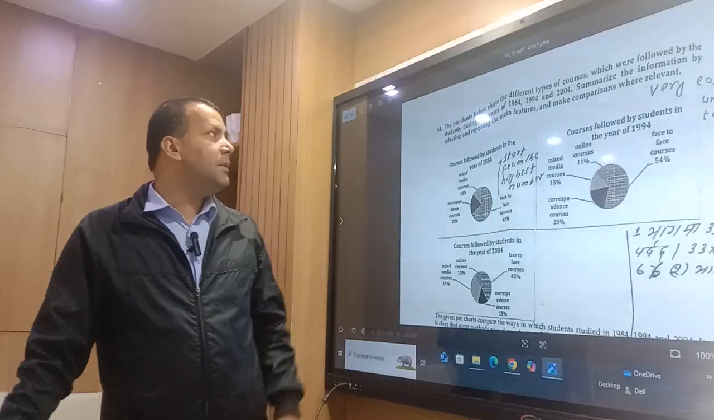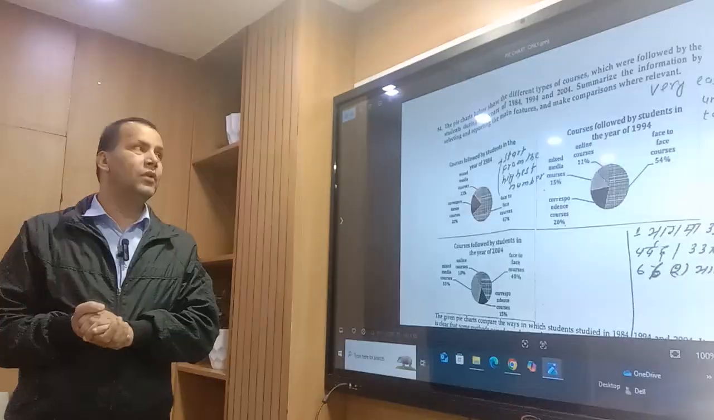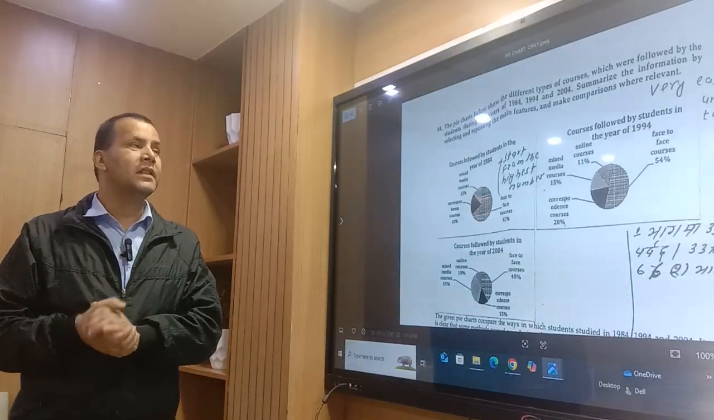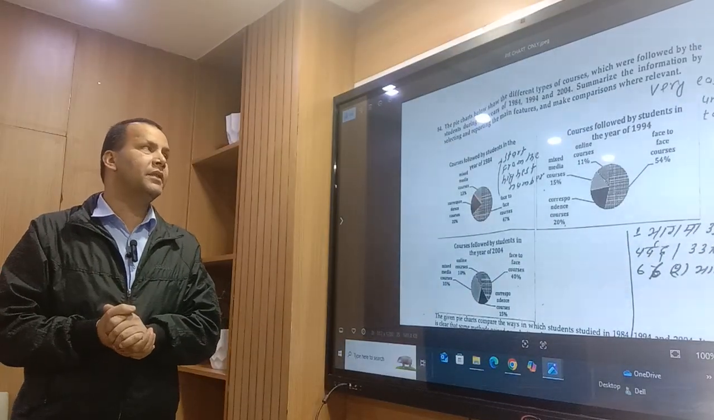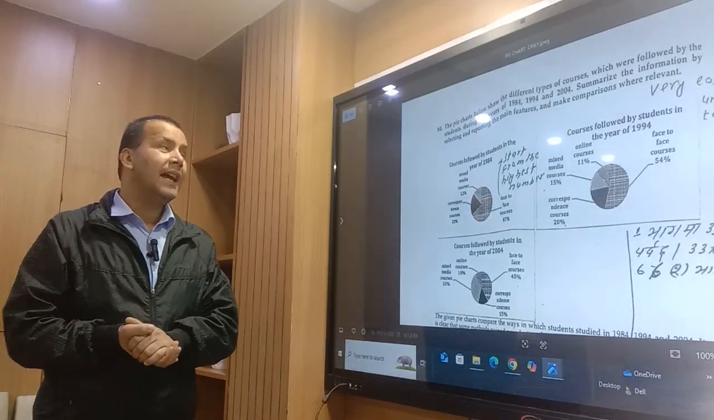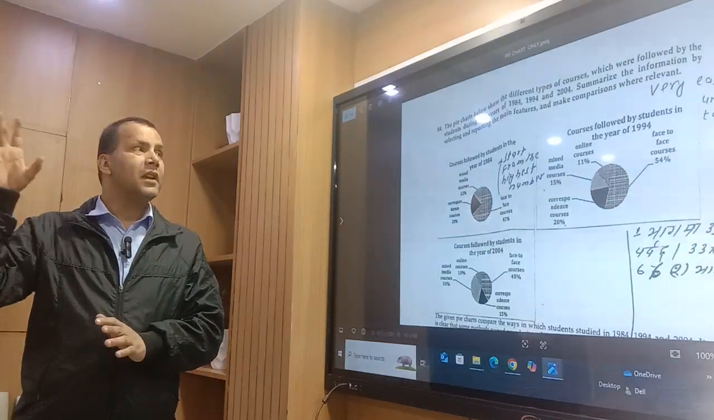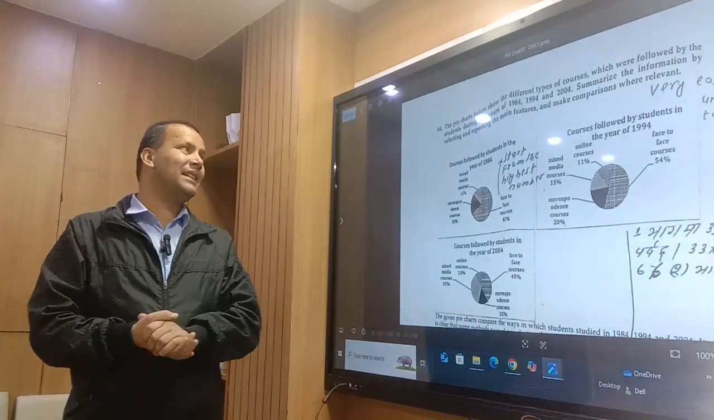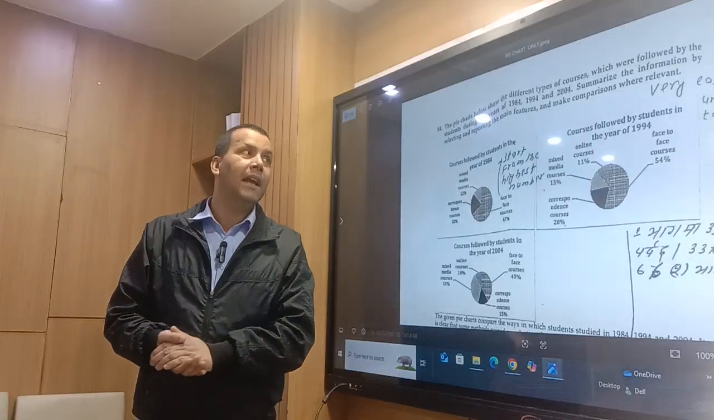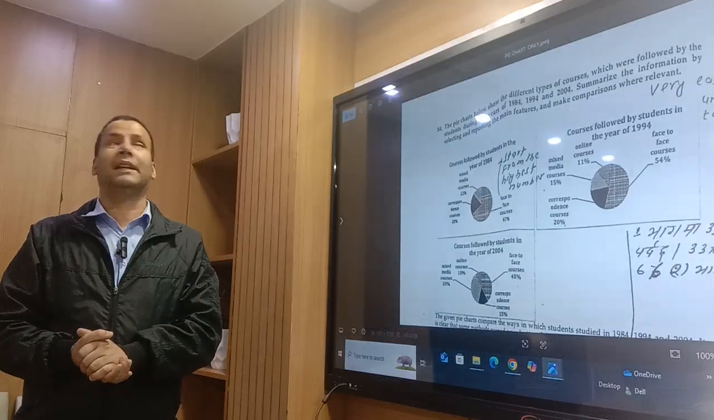The pie charts below show the different types of courses which were followed by the students during the years 1984, 1994 and 2004. Summarize the information by selecting and reporting the main features and make comparisons where relevant. Relevant means what? Closely connected.